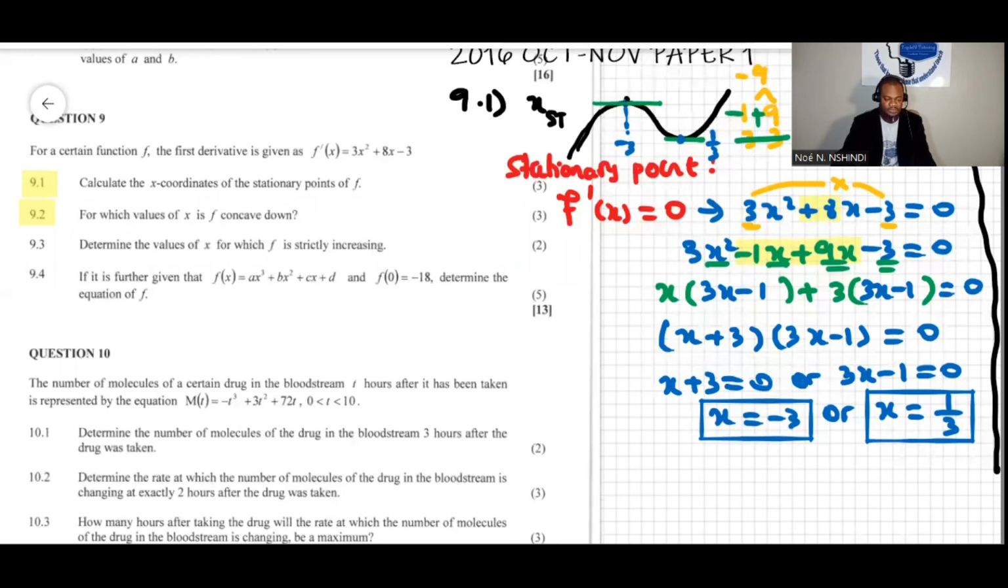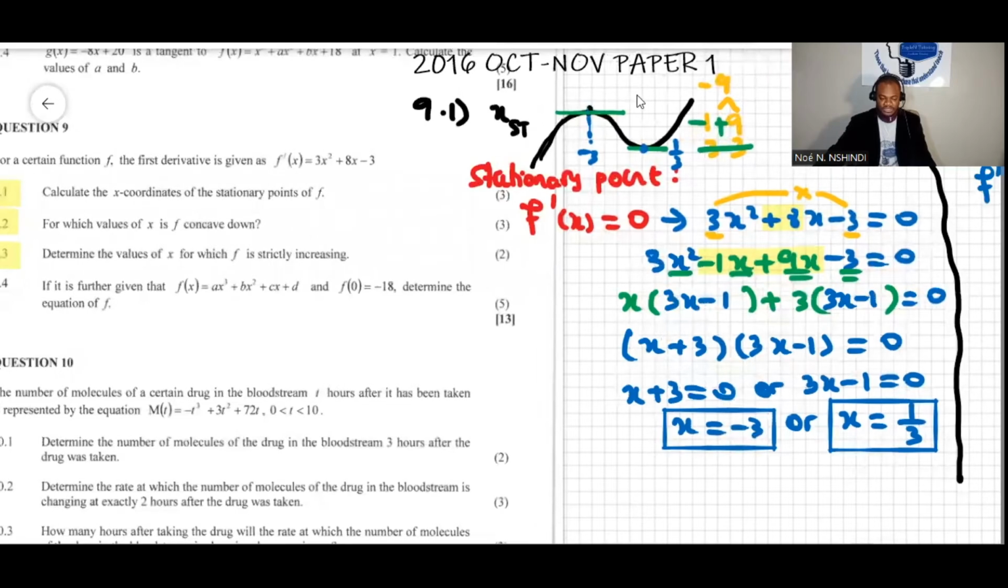Now we're doing 9.3. The question says, determine the values of x for which f is strictly increasing. Now, the rough sketch of the function I draw here, I draw it like this, ascending, because I can see this is positive, so the graph is increasing. That's not the graph of f prime, but this is the graph of f of x itself. But we have given f prime. I just look at the coefficient of f prime and I understand that the coefficient of f of x will also be positive, and then the graph may look like this.